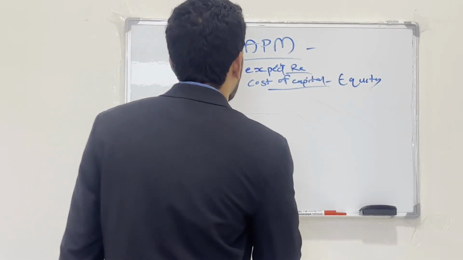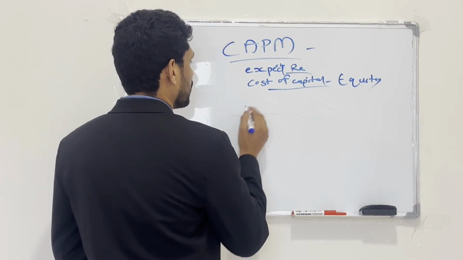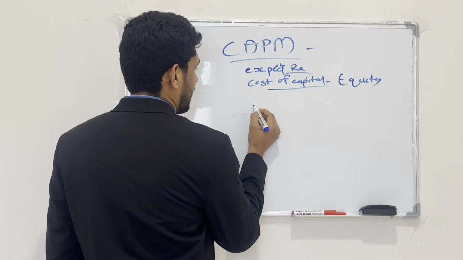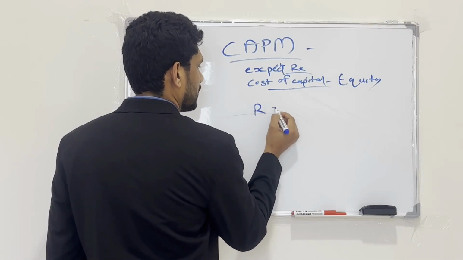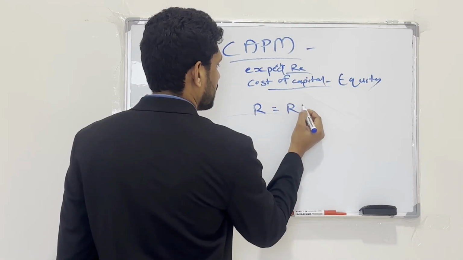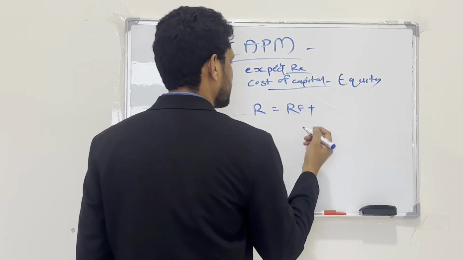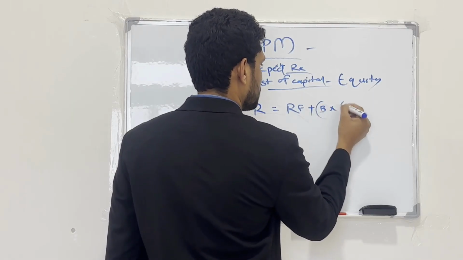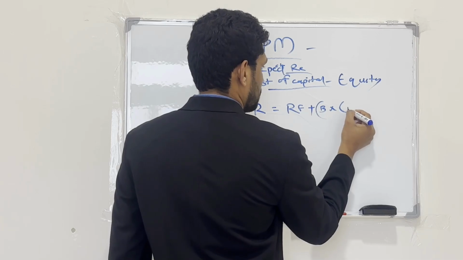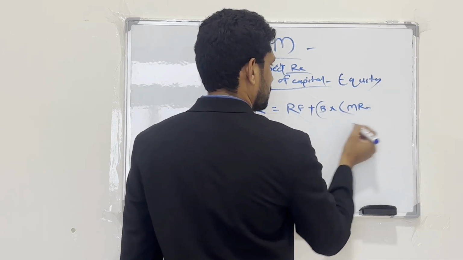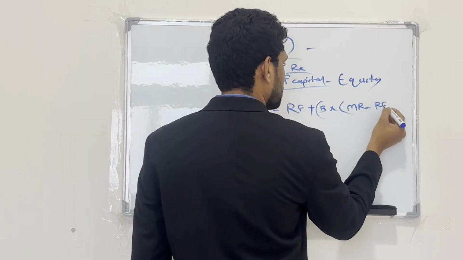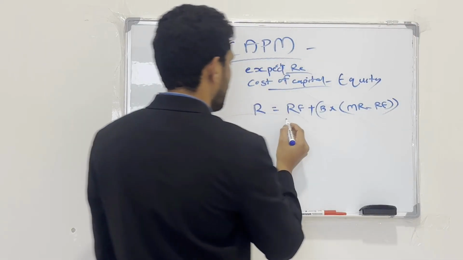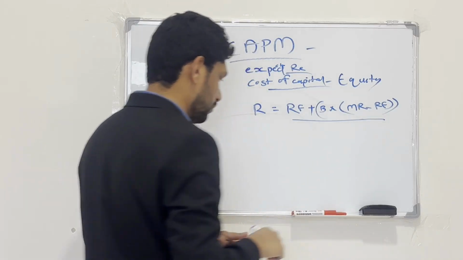So I'll start with the formula for the capital asset pricing model. The formula is: return is equal to the risk-free rate plus beta into (market return minus risk-free rate). This is the formula for the capital asset pricing model.